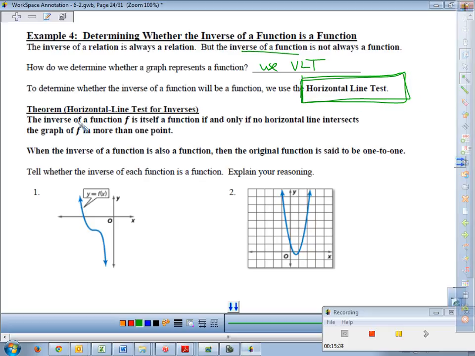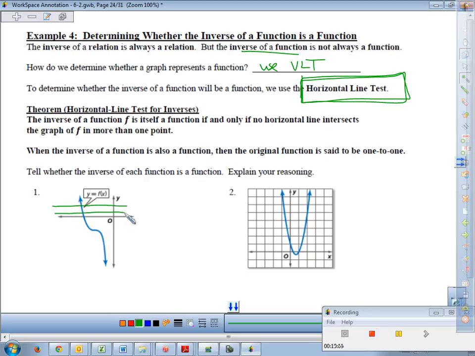So it says, tell whether the inverse of each function is a function. Explain your reasoning. Graph number 1. It's a function already. They told us so. Doesn't it pass the VLT? We don't care about that in these questions. They want to know, is the inverse a function? So you take the graph and use the horizontal line test. If you graph horizontal lines through this thing, would it intersect in more than one spot? What do you think? Yes or no?